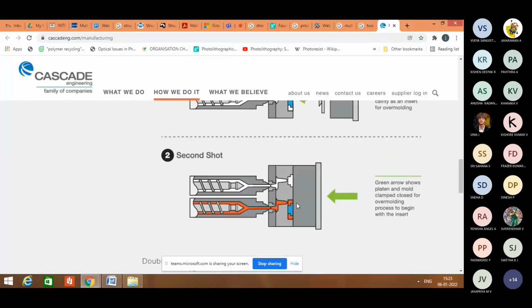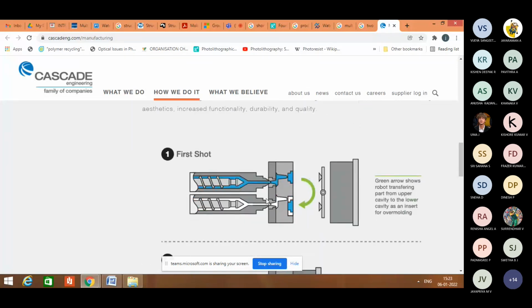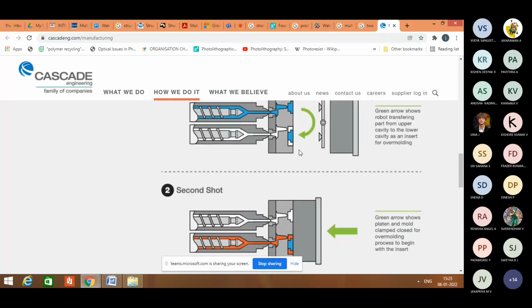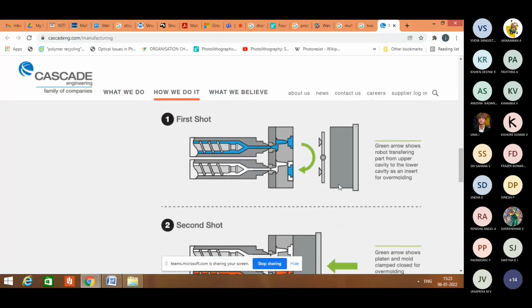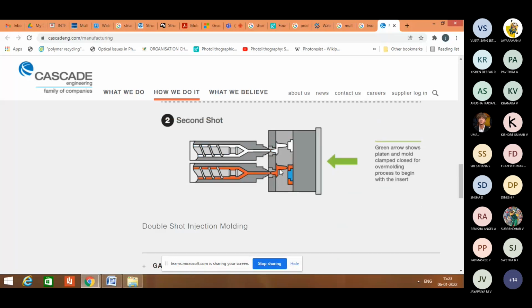So in the first shot, both cavities are filled with blue color. Then the mold section is rotated in order to receive the material, and over the blue color the orange color will flow. The green arrow shows the pattern, and the mold is clamped closed for the over molding process to begin with the insert.